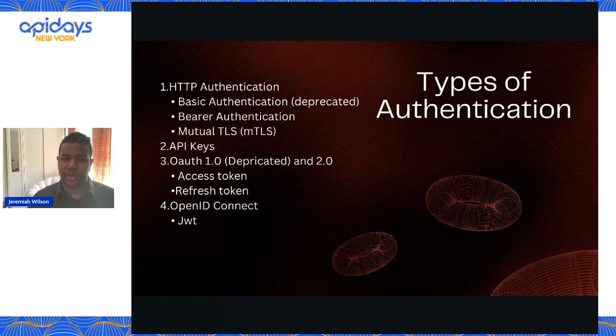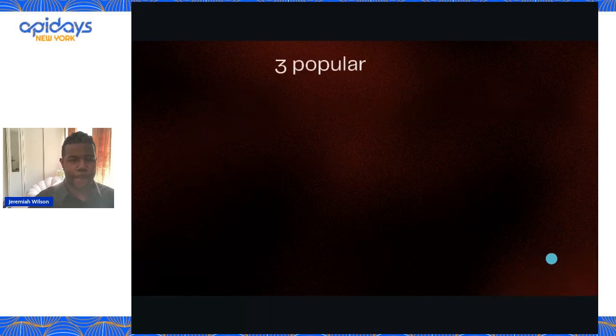OAuth 1.0 is deprecated. Now 2.0 is newer and more secure, and it involves access tokens and refresh tokens. Then OpenID Connect with JWTs. JWT can also be a part of the OAuth security flow, because JWTs are access tokens, but not all access tokens are JWTs.